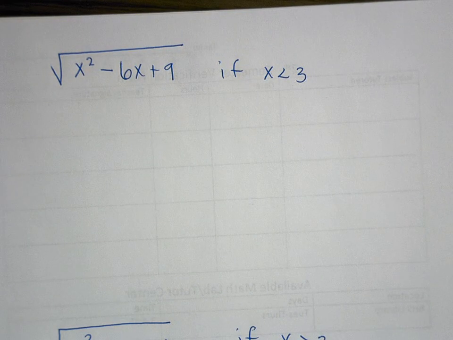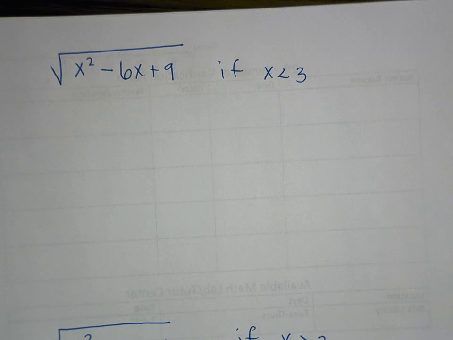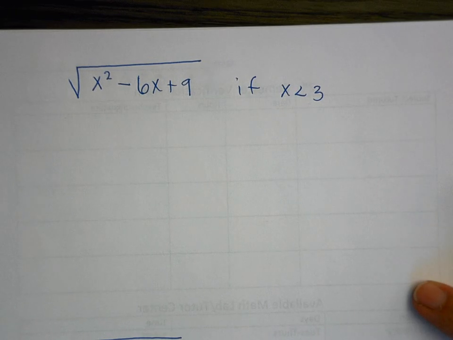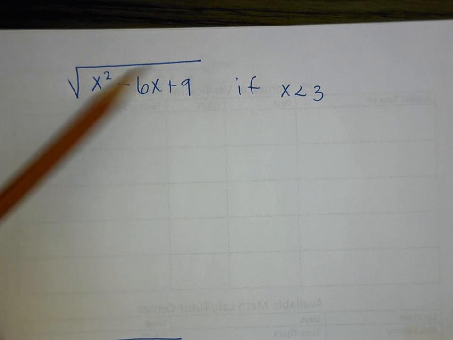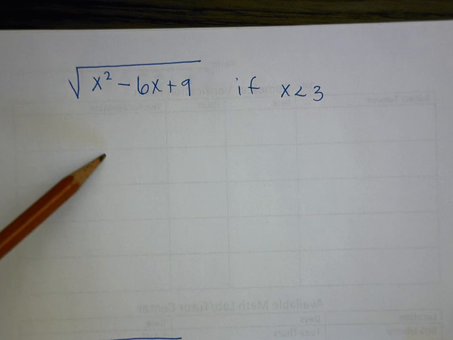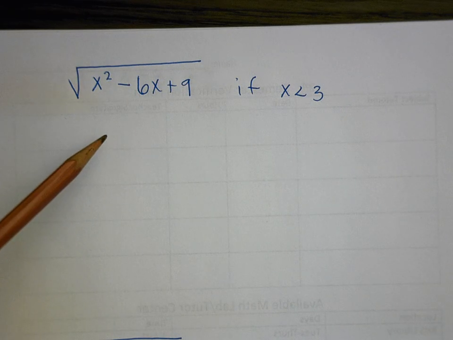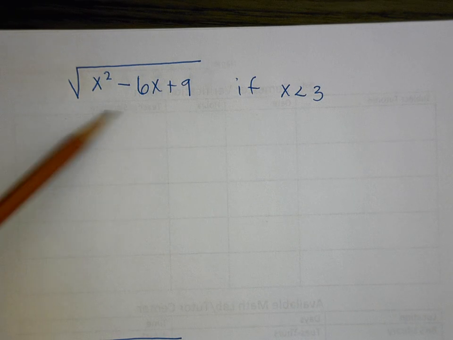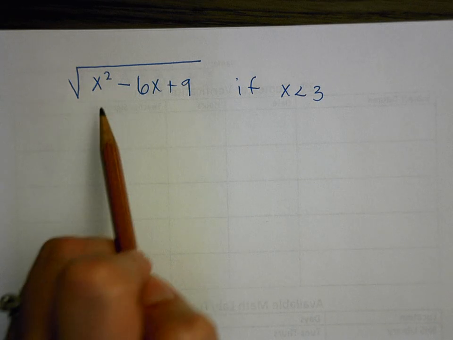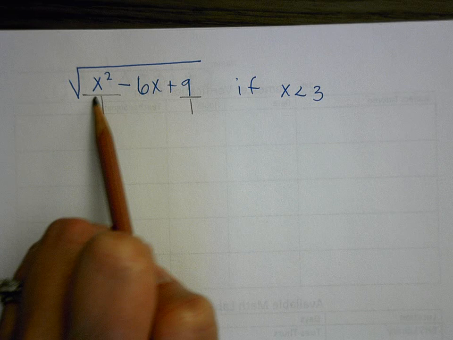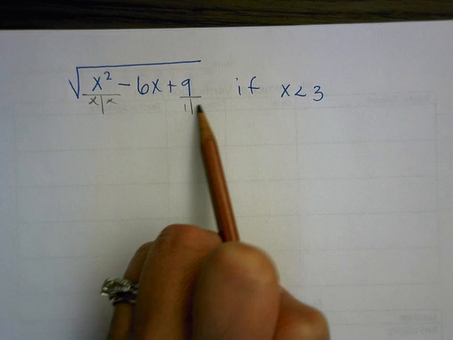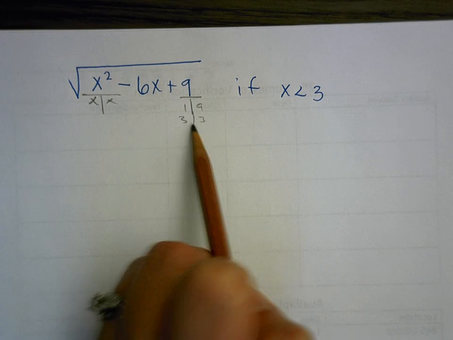Okay, so let's take a look at this one. So these directions would say something along the lines of, rewrite or simplify this equation. So in order to do that, the first thing we want to do is factor this. So I'm trying to come up with my values, right? So x squared is x times x. 9 could be 1 and 9, or 3 and 3.